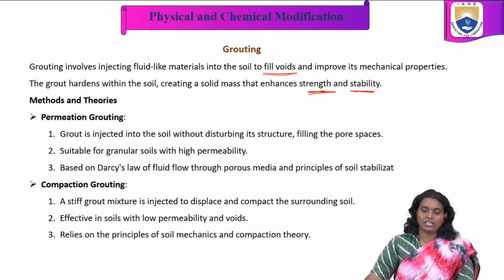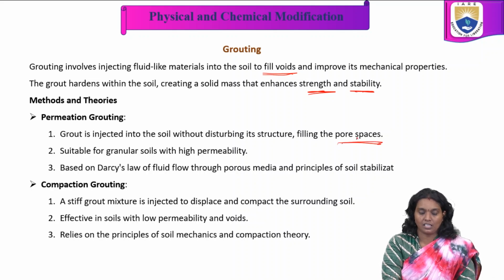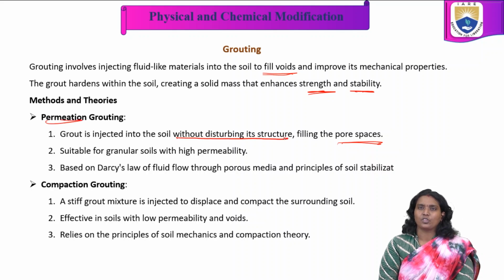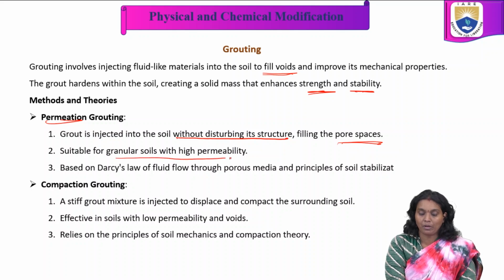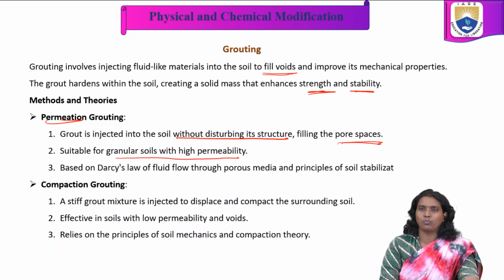In permeation grouting, grout is injected into the soil without disturbing its structure, filling the pore spaces. The important parameter is without disturbing its structure. It is suitable for granular soils with high permeability, based on Darcy's law of fluid flow through porous media and the principles of soil stabilization.